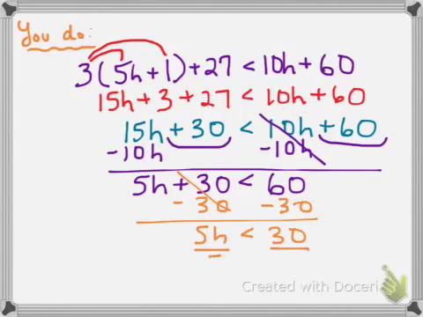I'm going to divide both sides by 5, so I'll get h is less than 6. So our solution to this inequality is h is less than 6. Any number that is less than 6, when I plug it into my original inequality, will make it true.